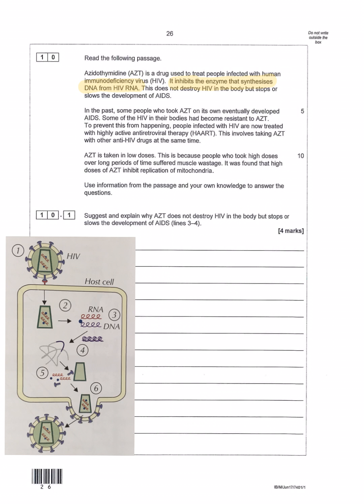However, we're told that AZT inhibits the enzyme that synthesizes DNA from HIV RNA. If AZT inhibits reverse transcriptase, then HIV particles cannot form new HIV DNA from RNA. So it slows or stops the replication of HIV. So point 3 here is prevented.